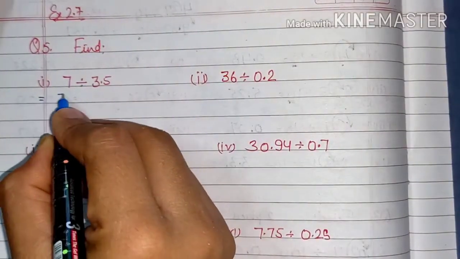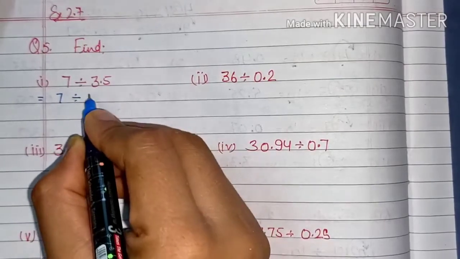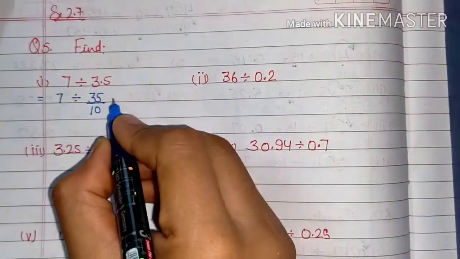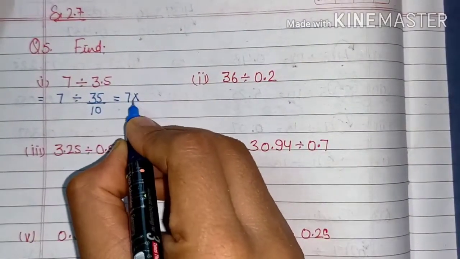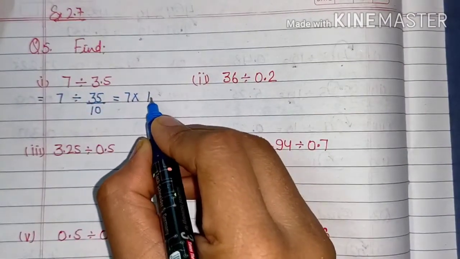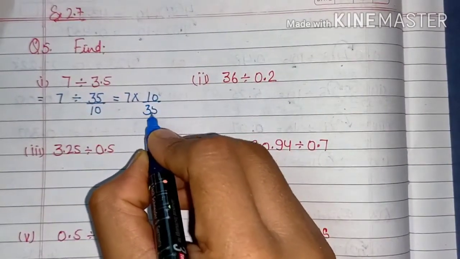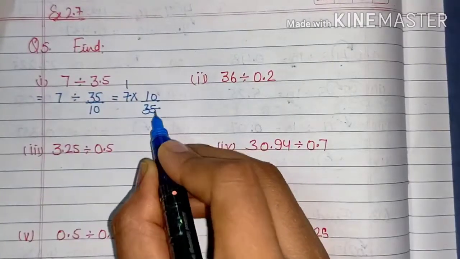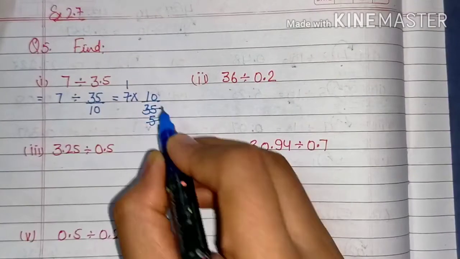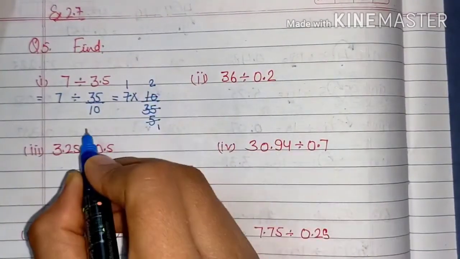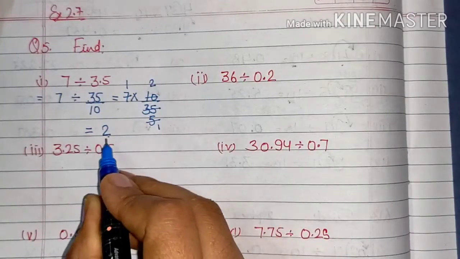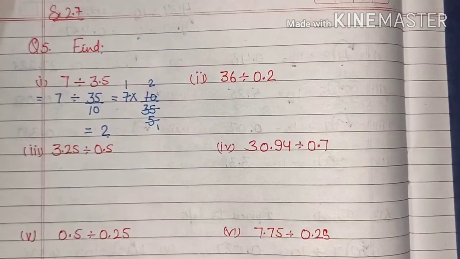So to solve it, first we will remove this decimal and it will be 35 upon 10. Now we will change divide sign into multiply sign, and for that we will take the reciprocal of 35 upon 10. It will be 10 upon 35. So here 7 ones are 7 and 7 5s are 35. Then 5 ones are 5, 5 twos are 10. So we have 2 ones are 2 and upon 1, or we can write only 2.